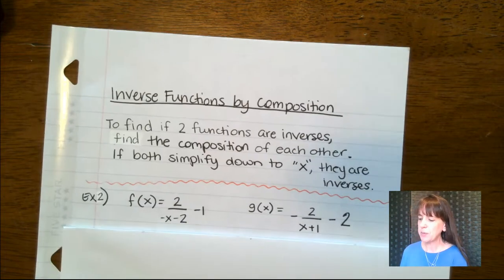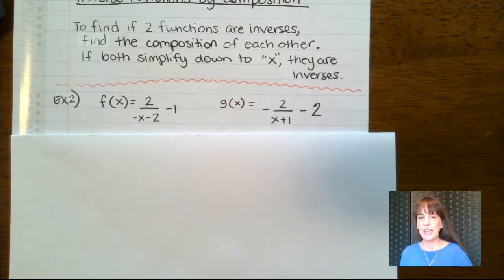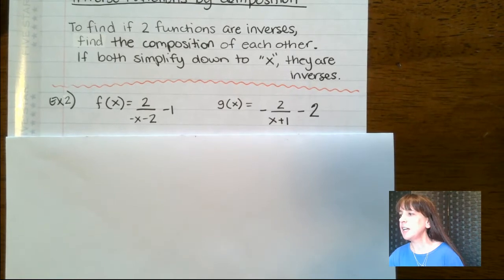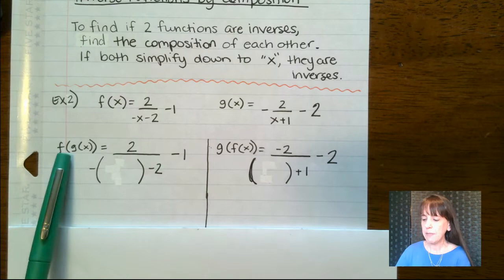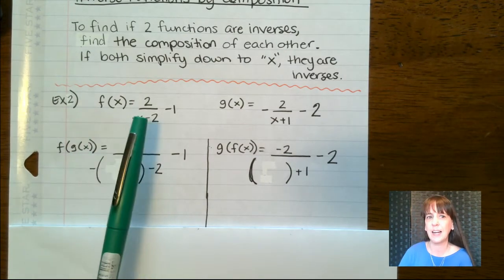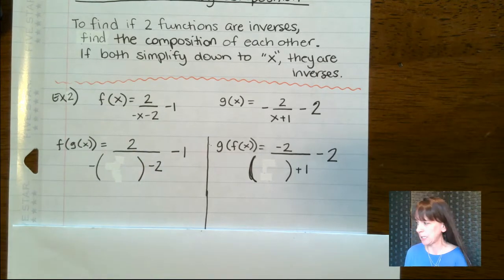All right, so here's what we've got. We have f of x is this, g of x is this. What we're going to do is find g of f of x and f of g of x. So let's start with f of g of x. What that means is we're going to take f, and wherever there is an x, we're going to put in parentheses. And you can see that I've already done that here.